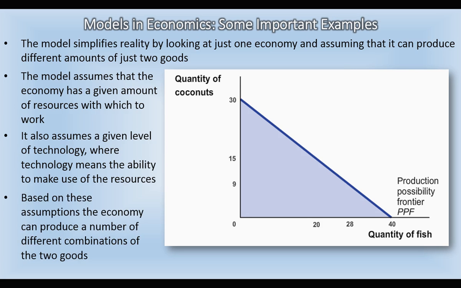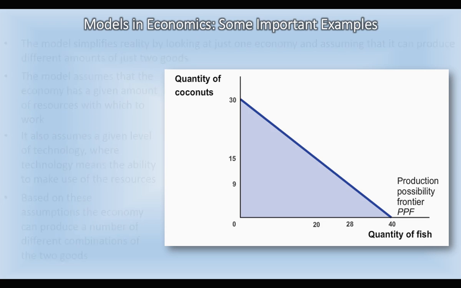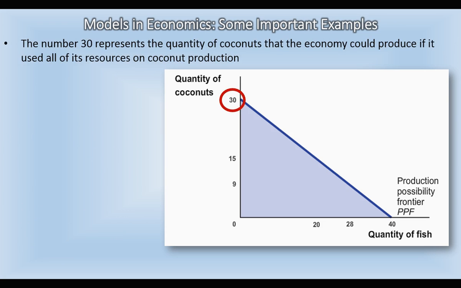So based on these two very simple assumptions, the economy can produce a number of different combinations of these two goods, coconuts and fish. So the number 30 here represents the quantity of coconuts that the economy can produce if it used all of its resources on coconut production. So it is just mathematically the y-intercept for the production possibility frontier line. So it hits the y-axis.